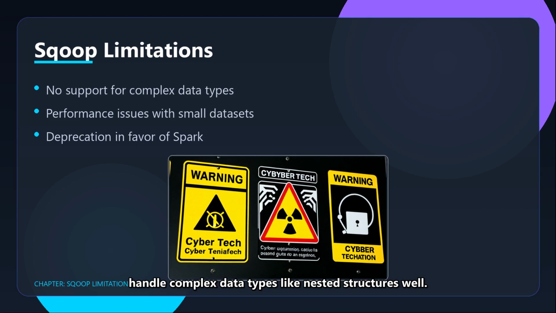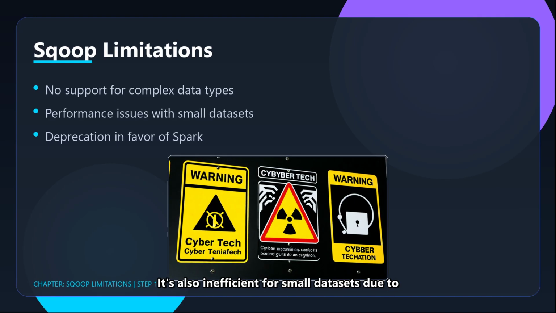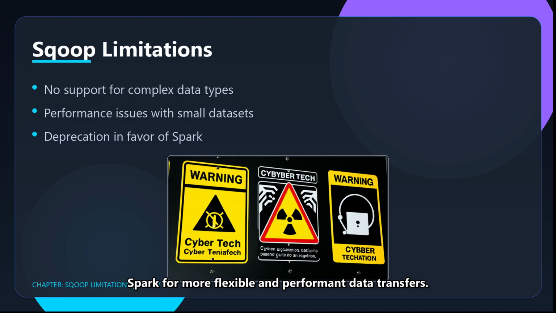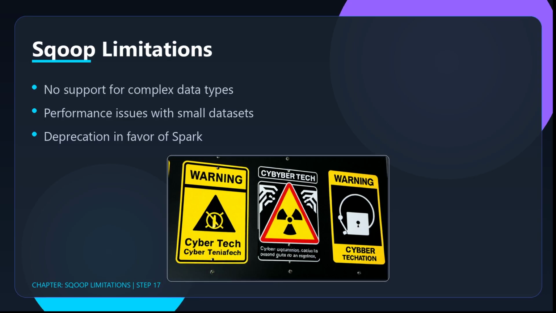It doesn't handle complex data types like nested structures well. It's also inefficient for small datasets due to MapReduce overhead. The community has largely moved to Spark for more flexible and performant data transfers.